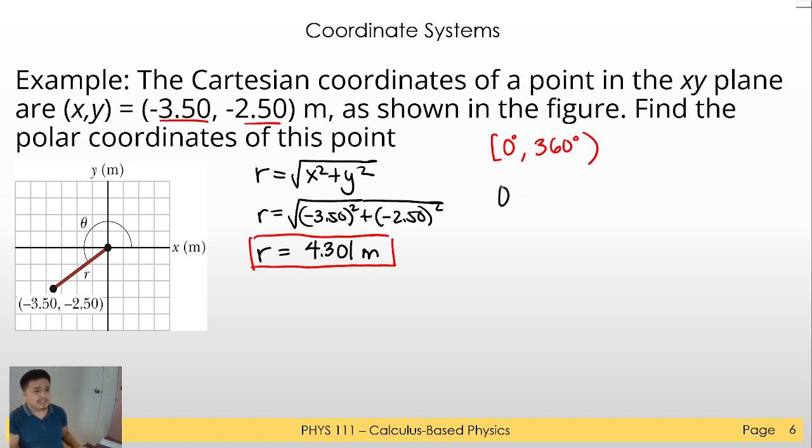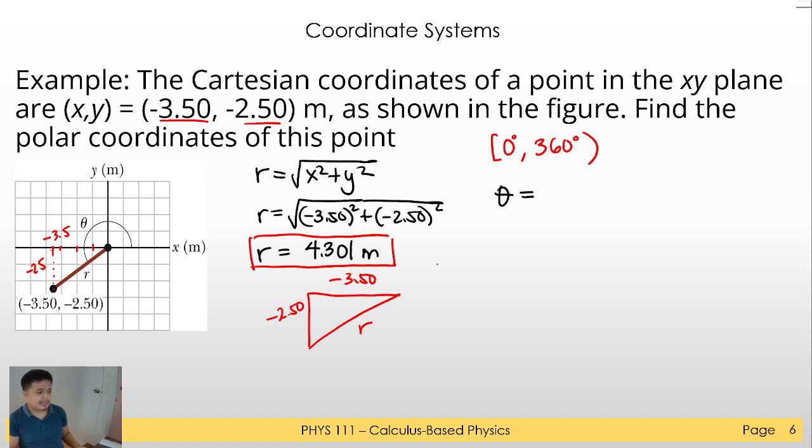Okay, so let's find the theta. So theta is equal to what? So how do we visualize this? Actually, we should visualize this first. So actually, this r has a coordinate of negative 3.5. So this is the x. So meaning we have here negative 1, 2, 3.5. This is the negative 3.5. And then we have negative 2.5. So downwards, negative 2.5.